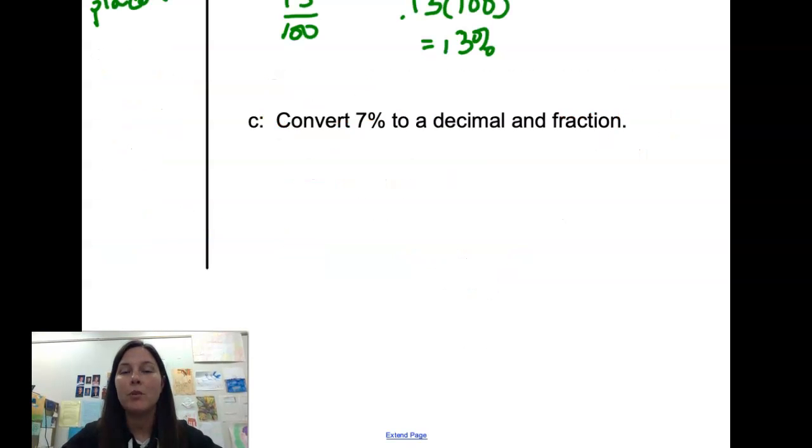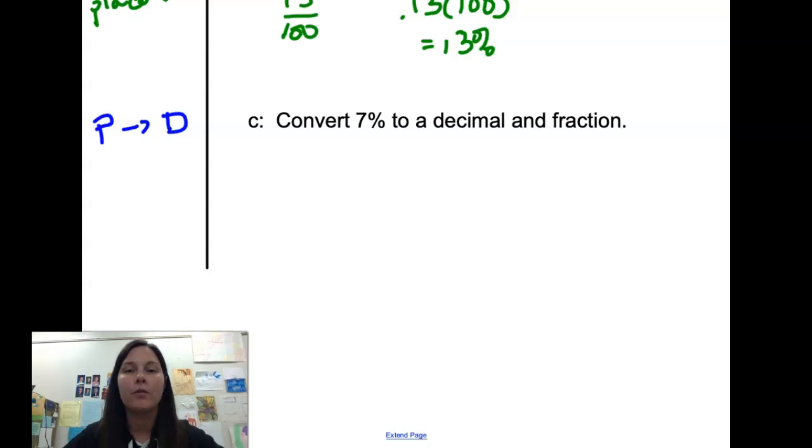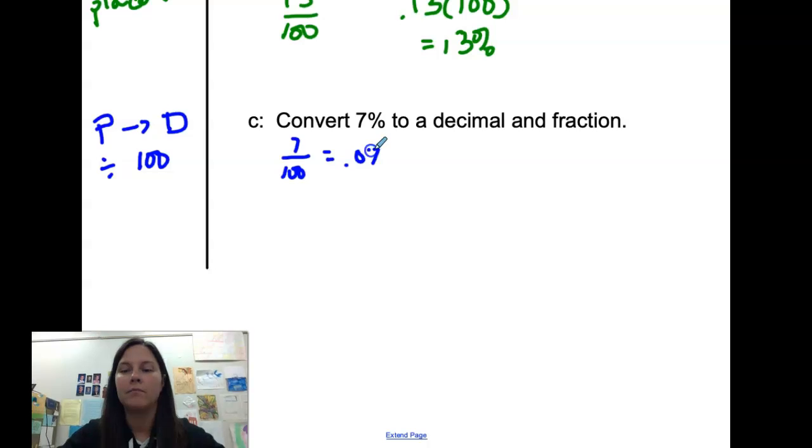For our last example, we're starting with a percent and converting to a decimal first. Because when we convert from the decimal to the percent, we multiply by 100, to get from the percent to the decimal, we divide by 100. So I'm going to take 7 divided by 100, and that gives me 0.07 as a decimal.